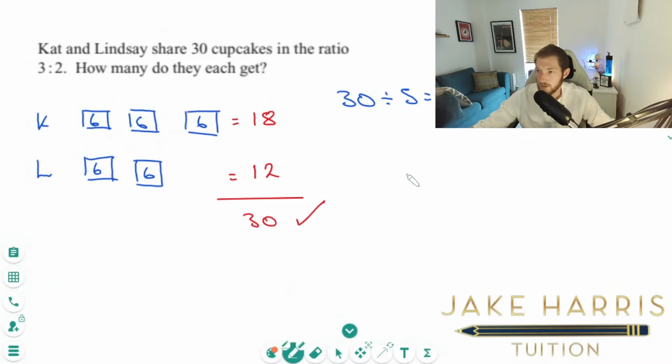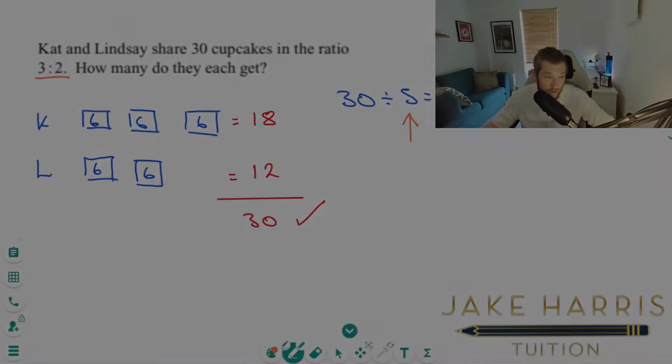Now, I want you to pay attention to the fact that here we divided by 5, which was the 2 parts of the ratio added together. And that leads us into our more sophisticated method, which doesn't involve drawing the diagram and hopefully is useful for splitting up into larger and more complex ratios.